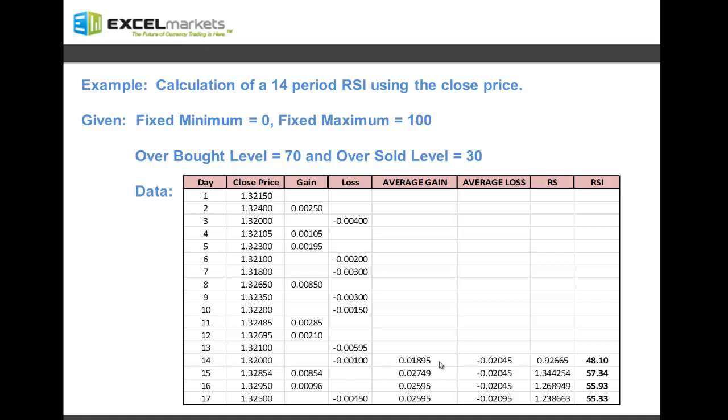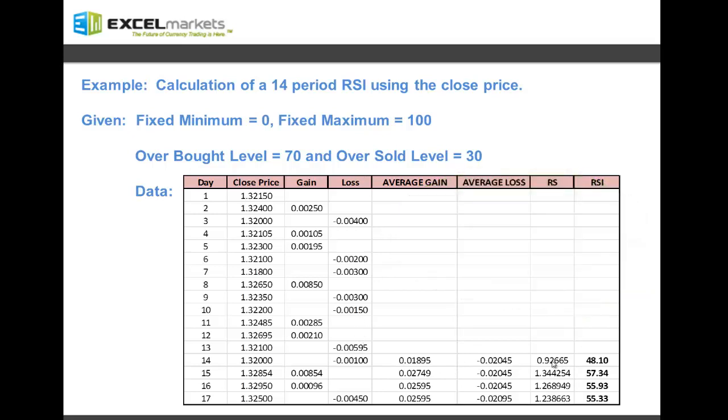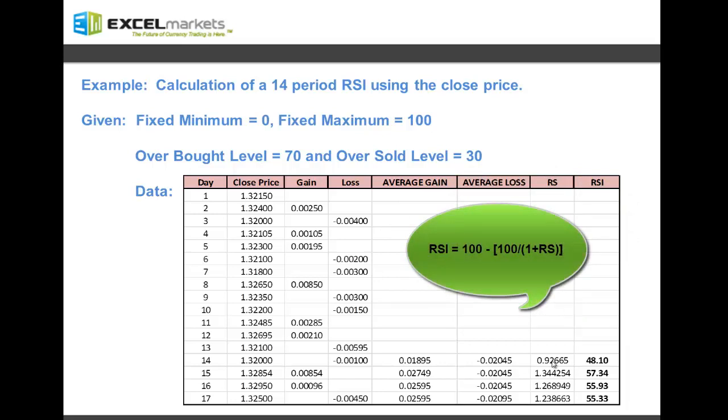To calculate the average gain, we consider the gain over the period of the first 14 days and divide that by 14. Similarly, average loss is calculated by taking the sum of losses over the first 14 days and dividing by 14. RS is then taken as the absolute value of the ratio of the average gain to the average loss for the first 14 days. And this RS is then used for computing the RSI using the formula that we discussed.